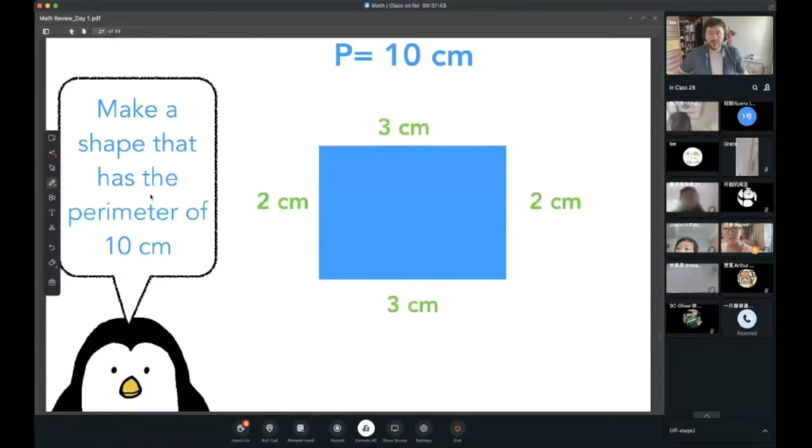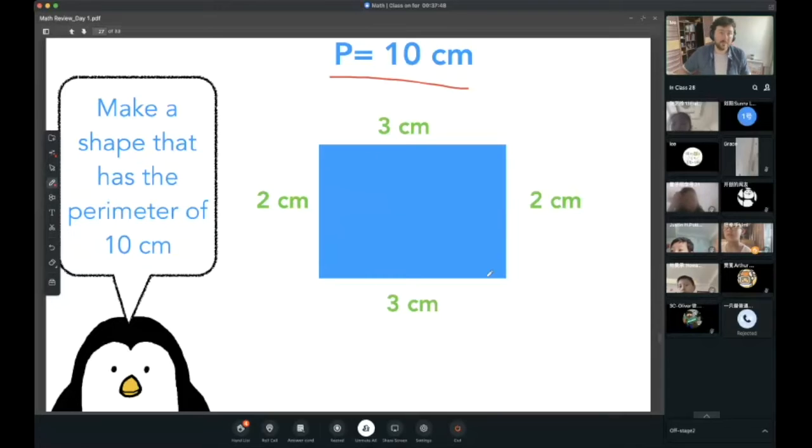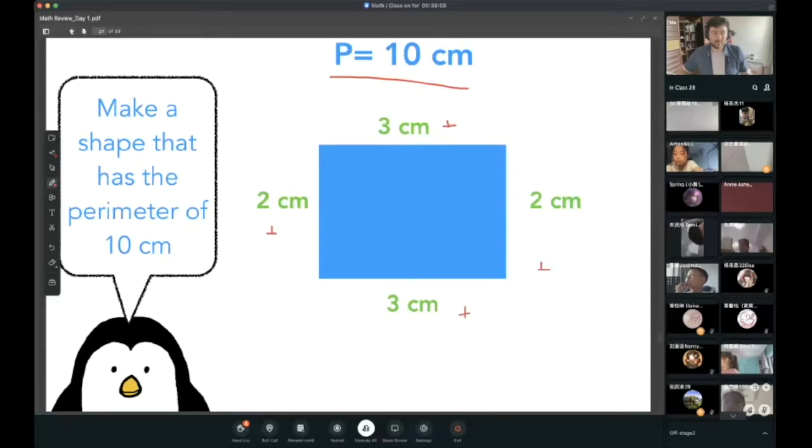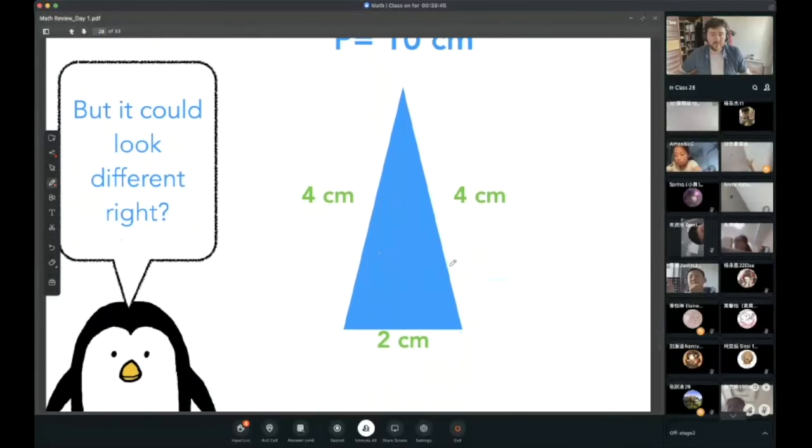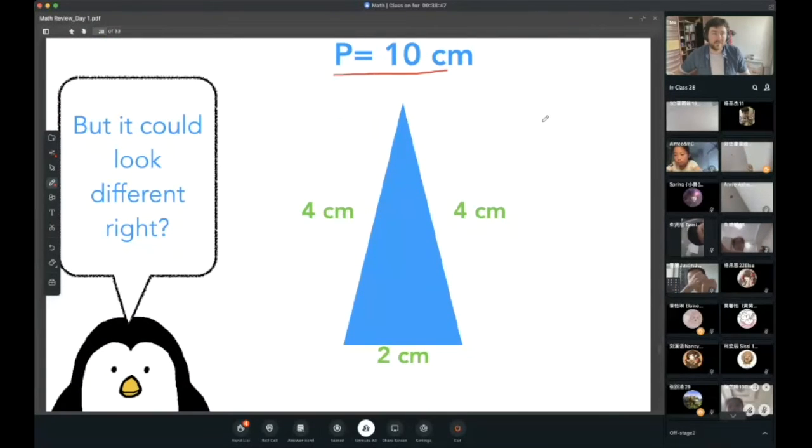So if I told you to make a shape that has the perimeter of 10 centimeters, I could make a shape like this, right? 3 plus 2 plus 3 plus 2. This would give us 10 centimeters. Now, does it always have to look like this? It could also look different, right? If I told you to draw a shape with a perimeter of 10 centimeters, it could look something like this. It could have 4, 4, and 2. Different shape, but same perimeter.